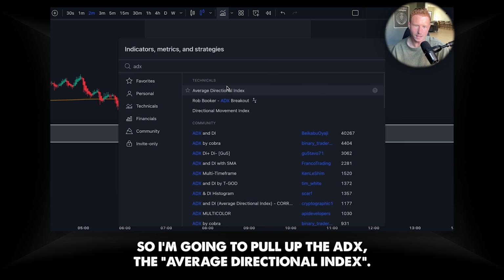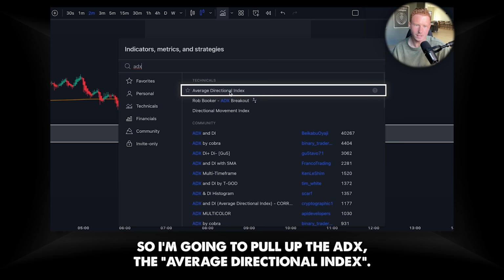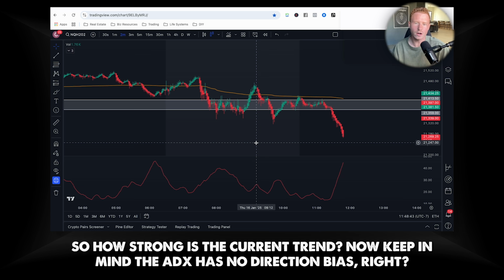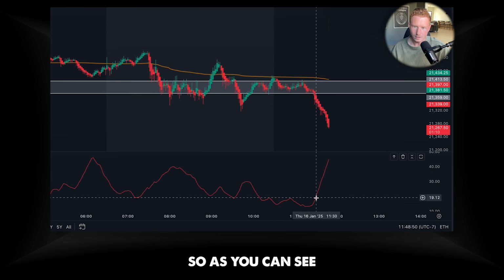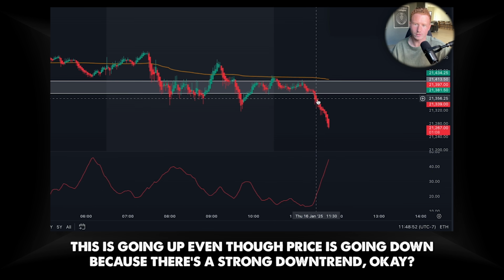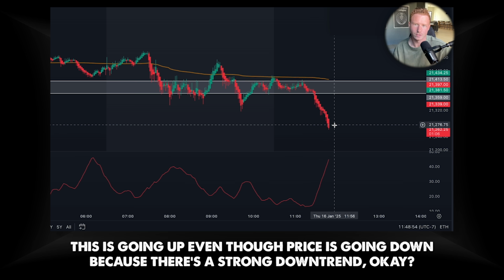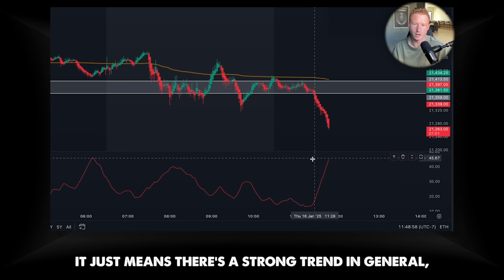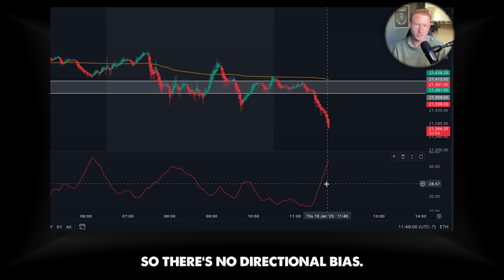Okay, so I'm going to pull up the ADX, the average directional index. Now what the ADX does is it signifies the strength of the trend. Okay, so how strong is the current trend? Now keep in mind the ADX has no direction bias, right? So as you can see, this is going up even though price is going down because there's a strong downtrend. Okay, so just because it's going up doesn't mean there's a strong uptrend, right? It just means there's a strong trend in general, so there's no directional bias.